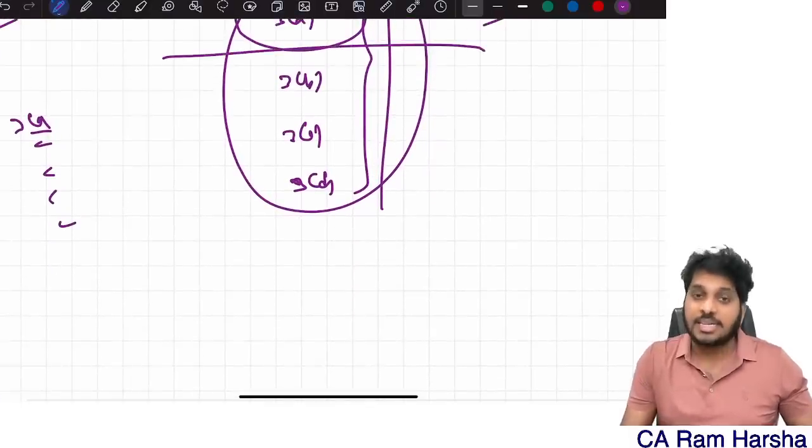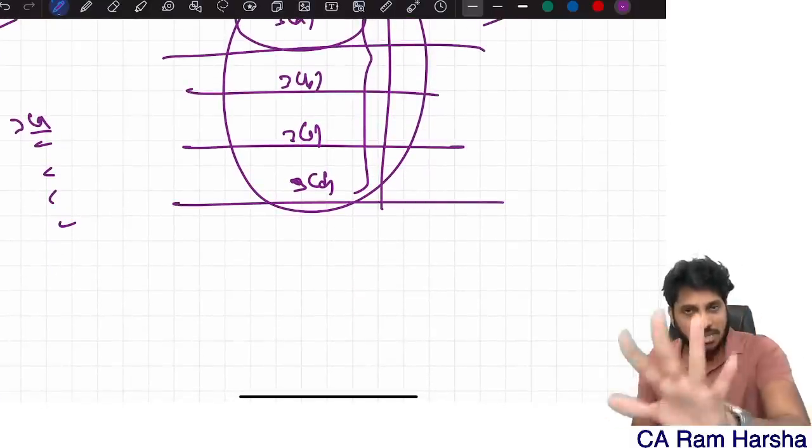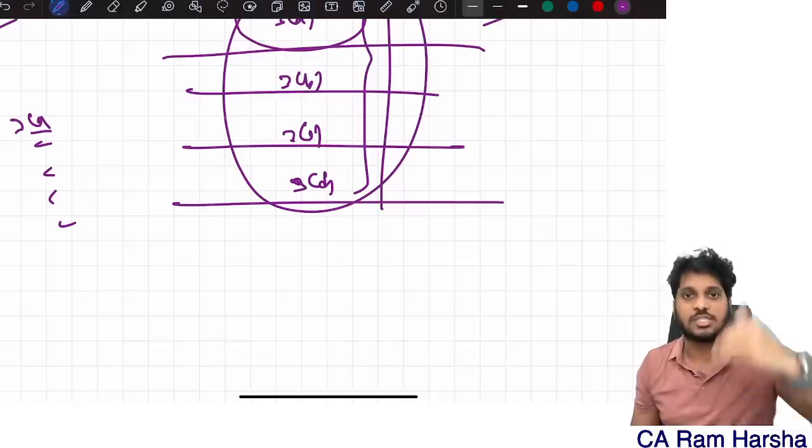Now, 3A is a different question, 3B is a different question, 3C is a different question, 3D is a different question, because marks were given for those 4 questions differently.